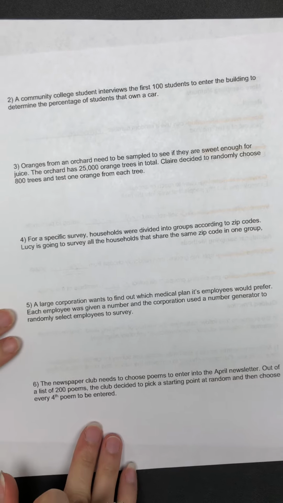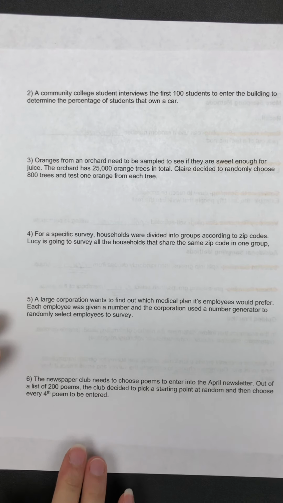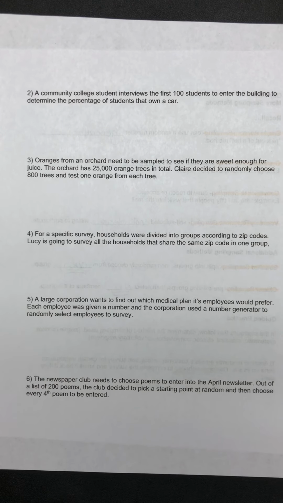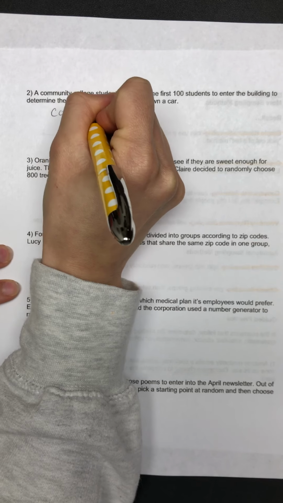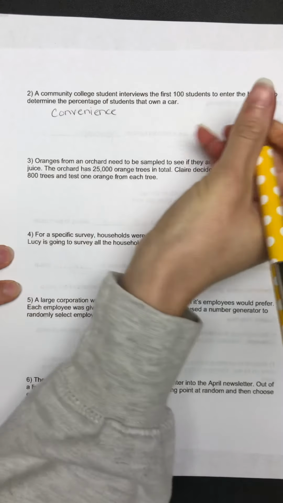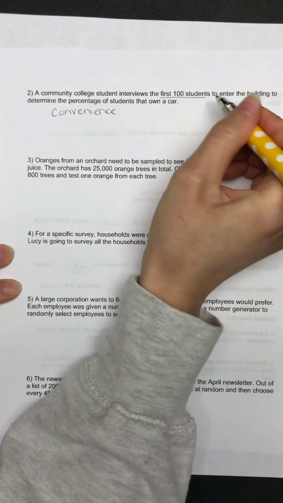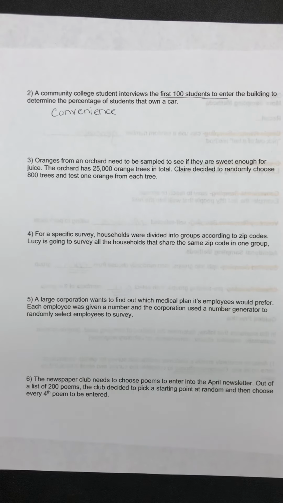Okay, if we want to flip over here. Number 2, a community college student interviews the first 100 students to enter a building to determine the percentage of students that own a car. Okay, this would be convenience method of sampling, because it's just the first 100 students to enter the building. All right, there is no way about it. It's just very simple and easy to access those people. So that would be convenience.